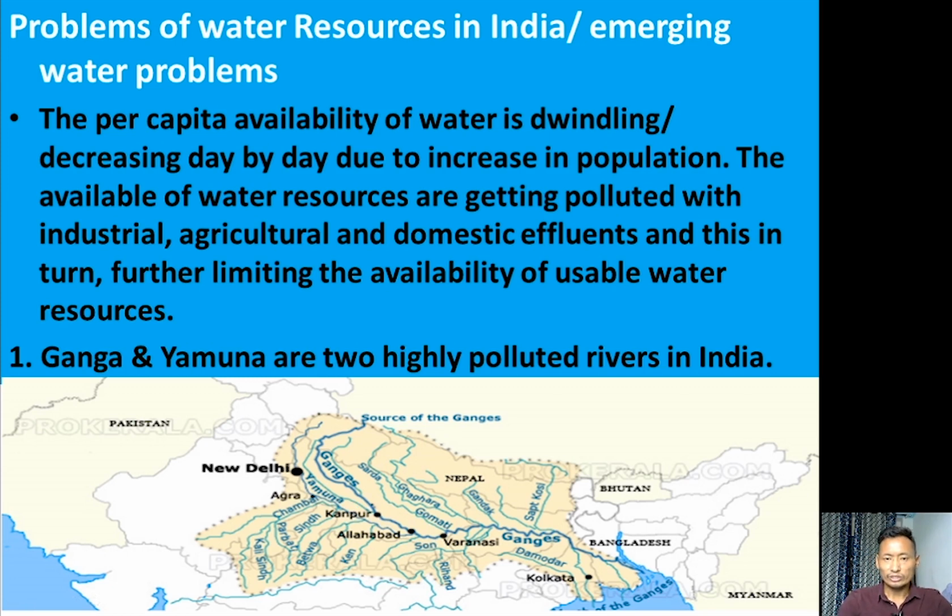The pollution comes from agriculture. We are using pesticides and chemical fertilizers, and the water is getting polluted. One main reason is the agriculture sector. Another is the domestic sector, and the third reason is the industrial sector. Because of that, these two rivers are the highly polluted rivers of India.